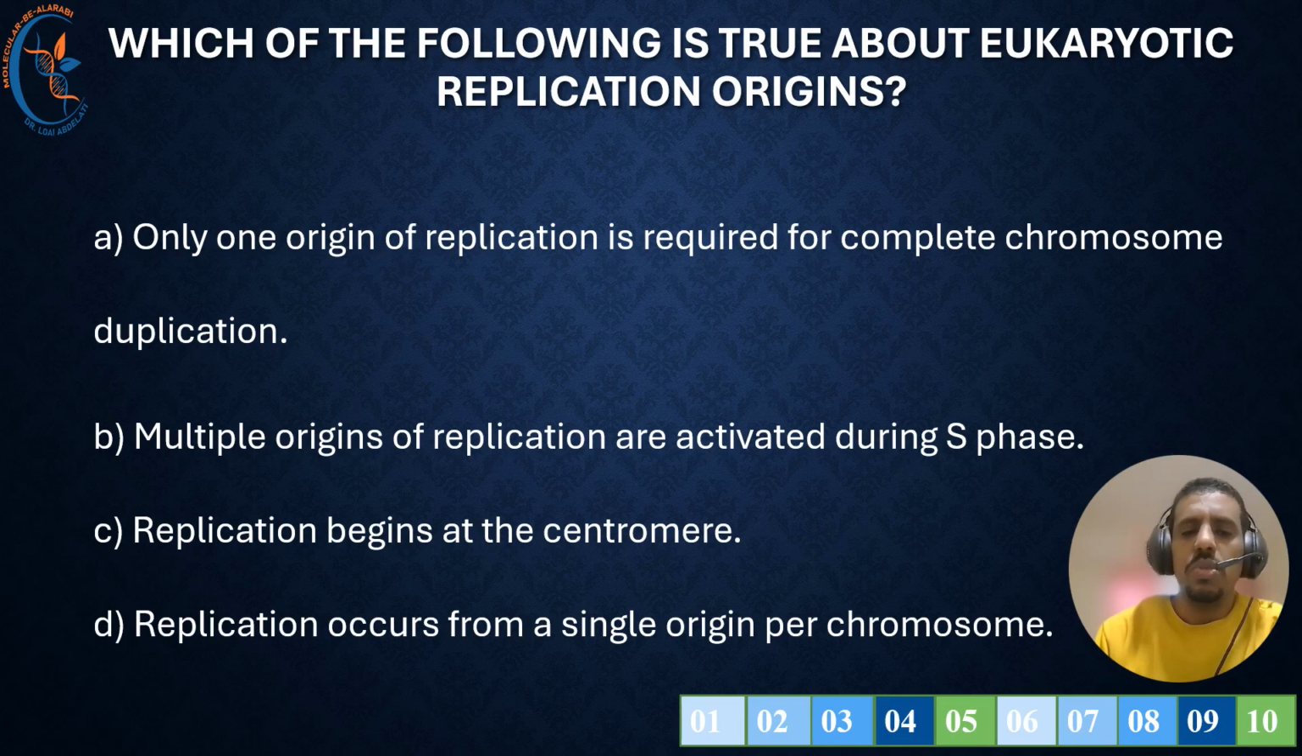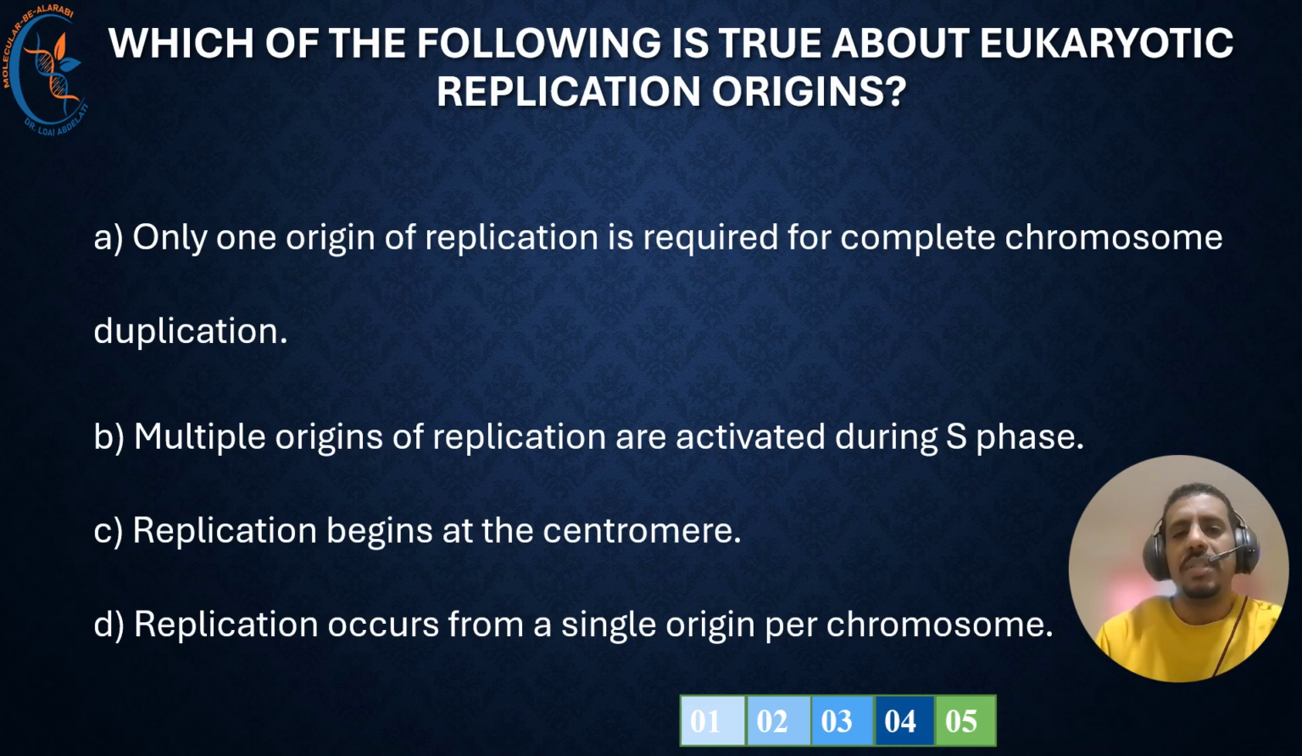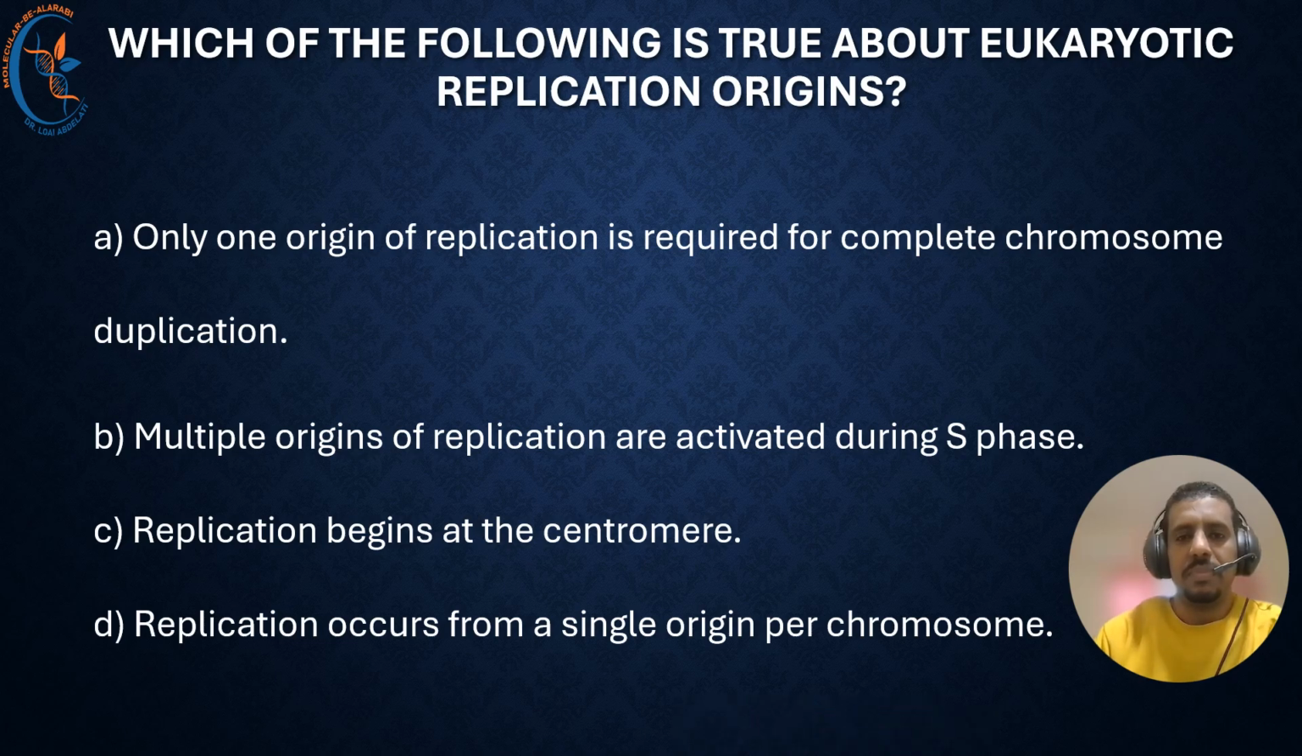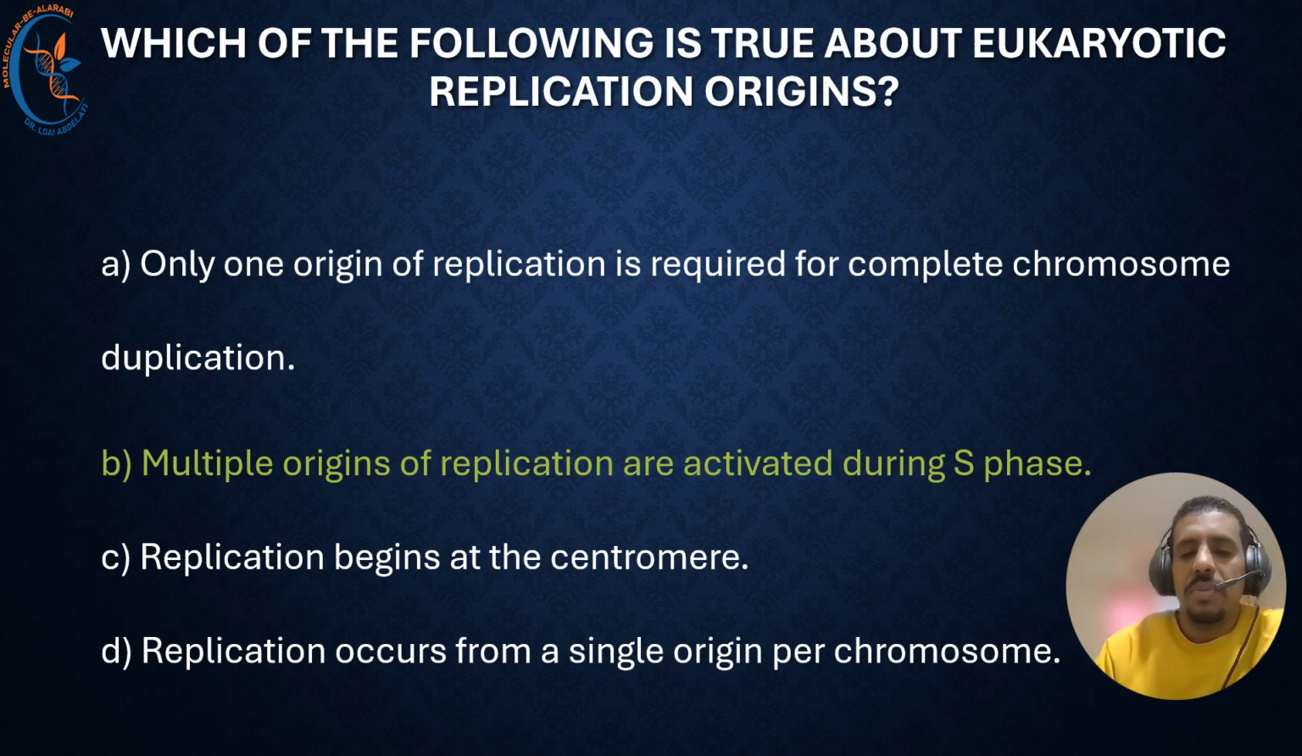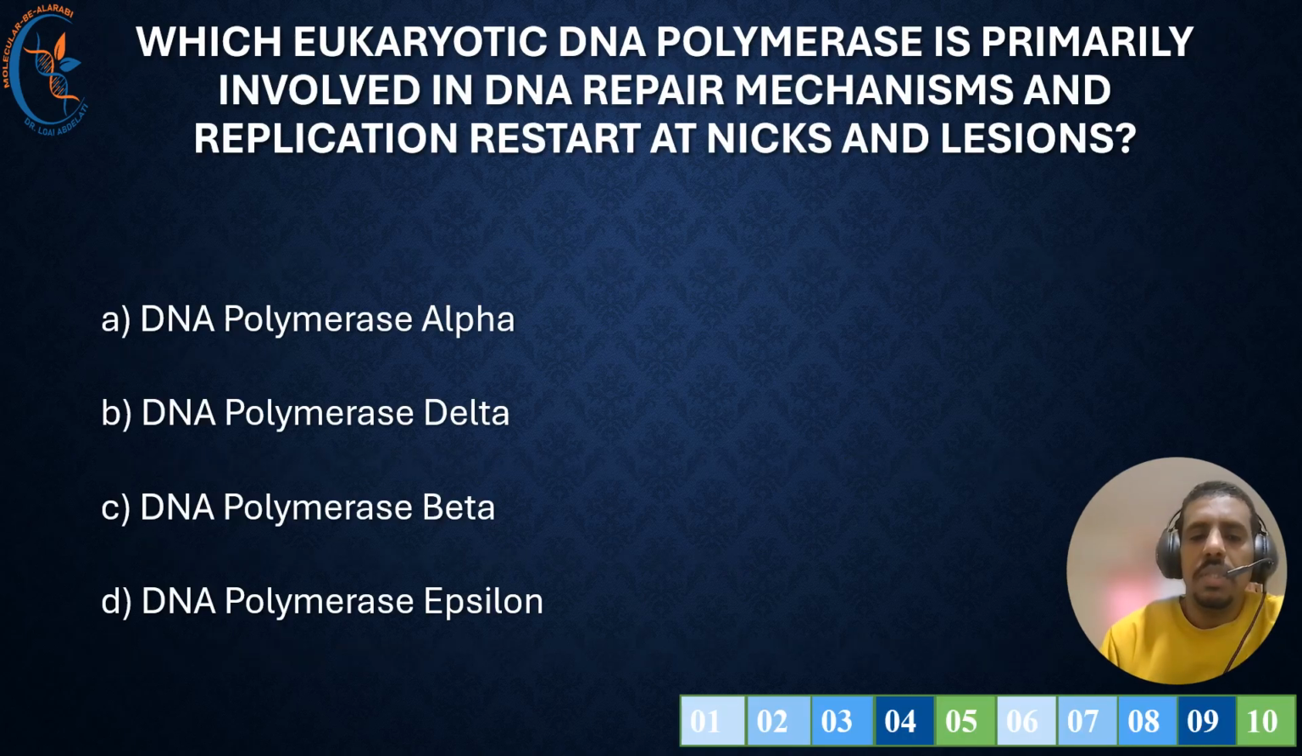The next question is, which of the following is true about eukaryotic replication origins? The correct answer is multiple origins of replication are activated during S phase. In fact, eukaryotic chromosomes have multiple origins of replication that are activated to ensure that the replication occurs quickly and efficiently across the entire genome. All right, so let's move to the next question. Here is the next question.